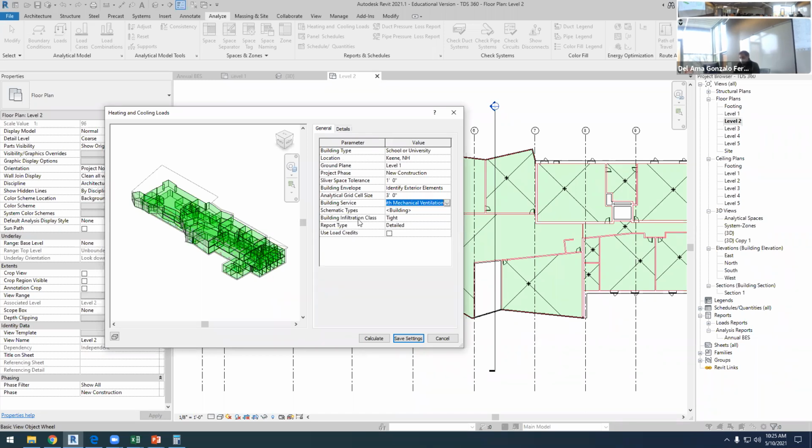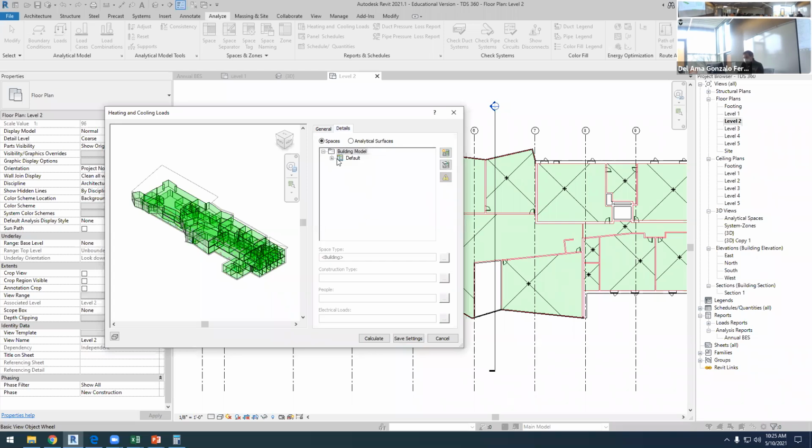Okay, report. The building infiltration class, make it tight. None means that we don't have any infiltration. This is not realistic. Loose is a bad building. Medium. Okay, so if we are working with a TDS building, we can assume that this is a tight infiltration building. So we can select this one.